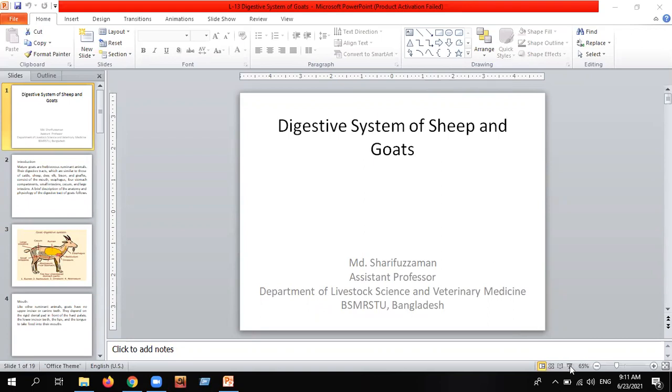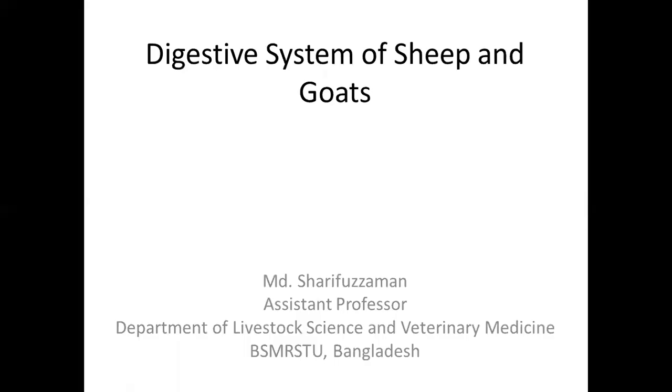So today we are going to discuss the digestive system of sheep and goat. The digestive system is similar to other ruminants like cattle, buffalo, and some wild animals like giraffe and deer. So all the animals that are ruminant in nature have a similar type of digestive system as sheep and goat.